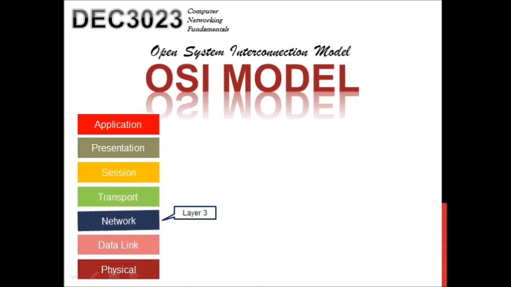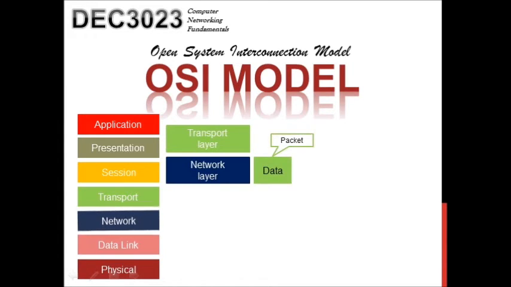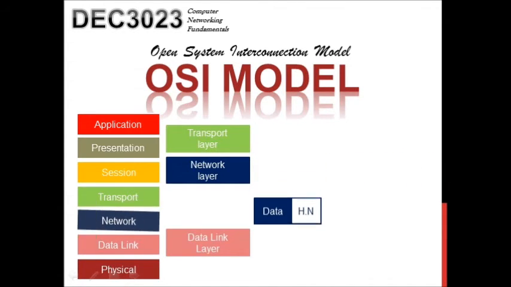Network layer. The network layer is layer 3 in the 7 layers of the OSI model. At the network layer, data is placed into packets. The network layer is responsible for the packet transmission in the network connection from the source to the destination.